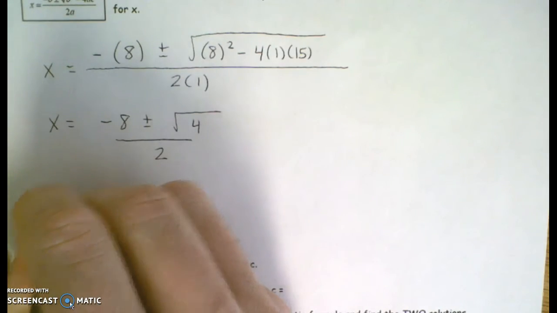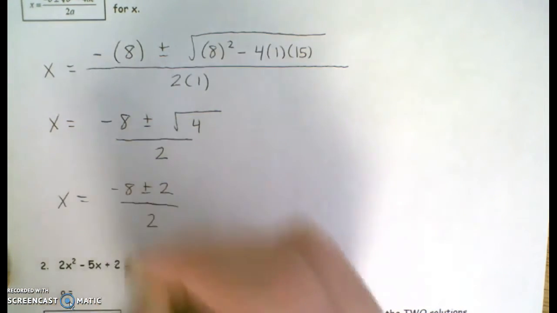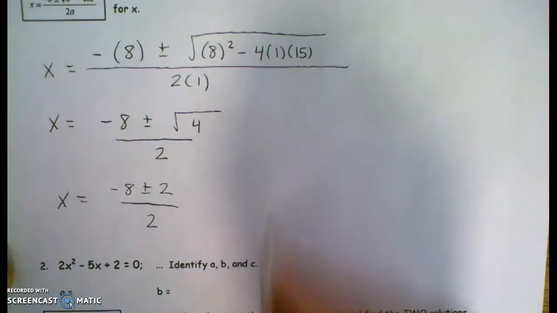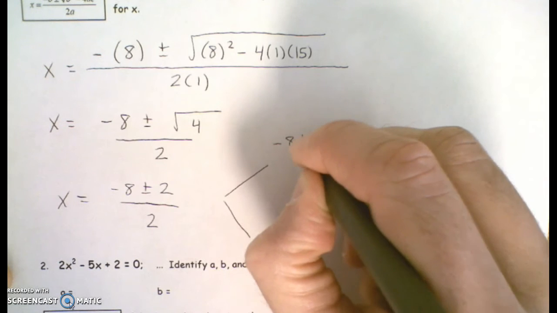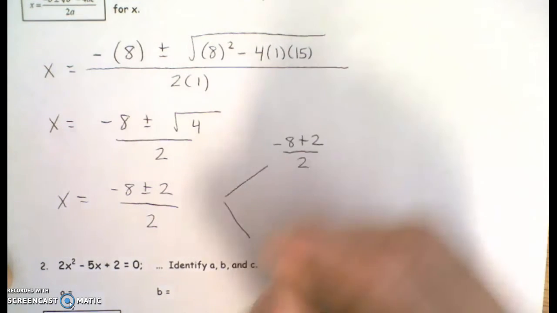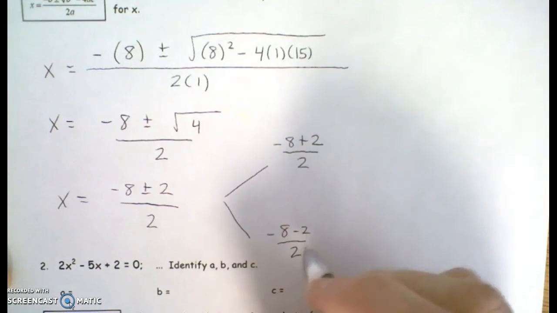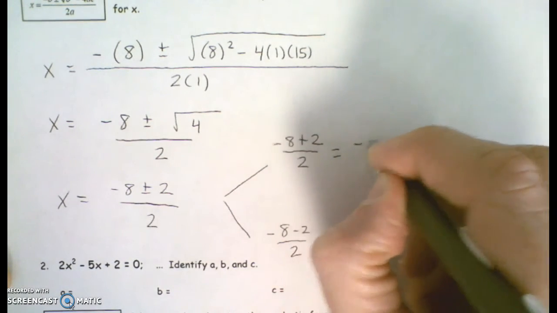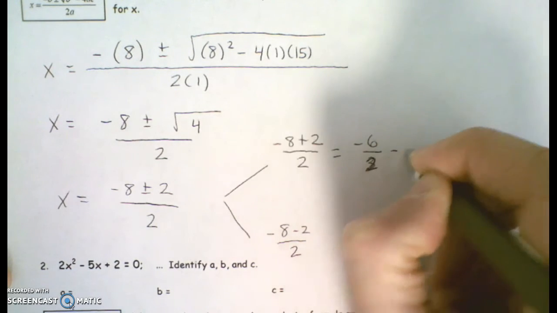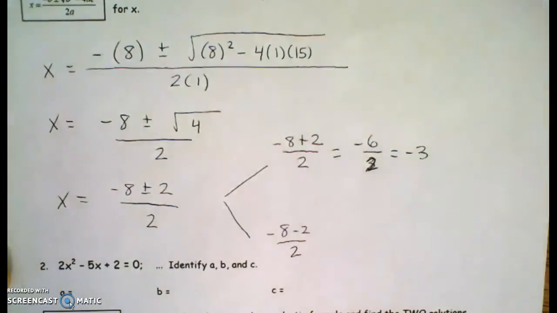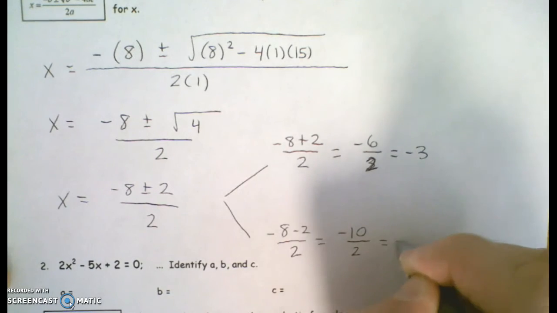So I can rewrite this as x equals opposite of 8 or -8 plus or minus 2 over 2. And now this is where you branch. Because of the plus or minus sign, we're going to separate it into 2 problems. So I have -8 plus 2 over 2 and -8 minus 2 over 2. So -8 plus 2 is -6. -6 divided by 2 is -3. -8 minus 2 is -10. Divided by 2 is -5.